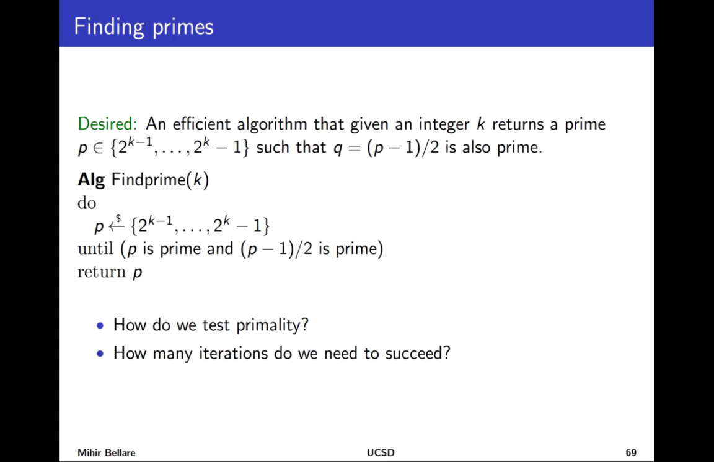Okay, so how do we find such a prime? Well, on input k, we pick numbers at random in the desired range, and we test. We halt if p is a prime, but also if (p minus 1) over 2 is a prime. If so, we return p, and otherwise we just go back and pick at random. So this is the detail of what we talked about in the last slide. But this leads to a couple of questions. How do we do this test? How do we test that p is prime and this is prime? And how long is the loop going to run? How many iterations do we take before we succeed? Because if there are too many iterations, it's not going to be a practical method.